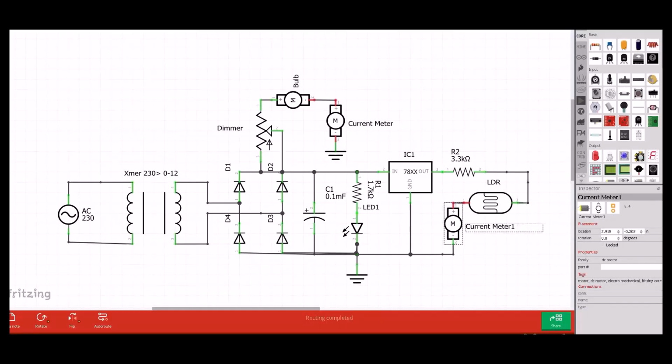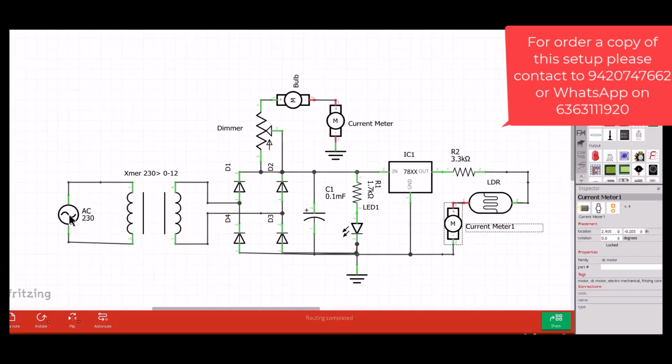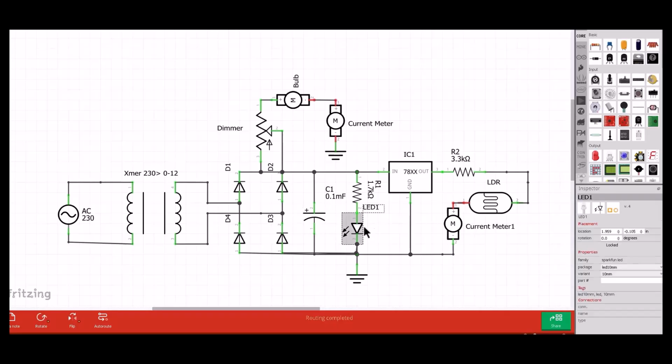You can also go through this schematic. So 230 V AC, this is a step down transformer, 0-12, bridge rectifier, filter capacitor, power indicator LED, with a resistance in series with that. This is the 5 volt regulator 7805, and this is a current limiting resistor of 3.3 kilo ohm, and this is the LDR, GL12528, and there is an ammeter in series with the LDR to measure the current through this LDR.